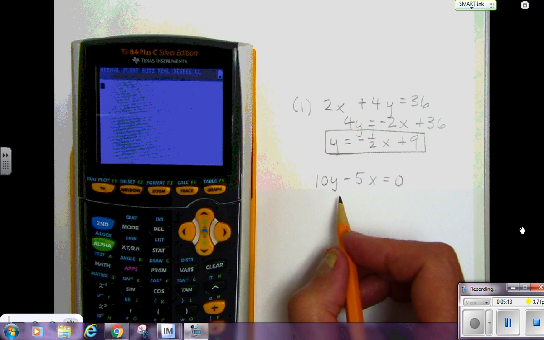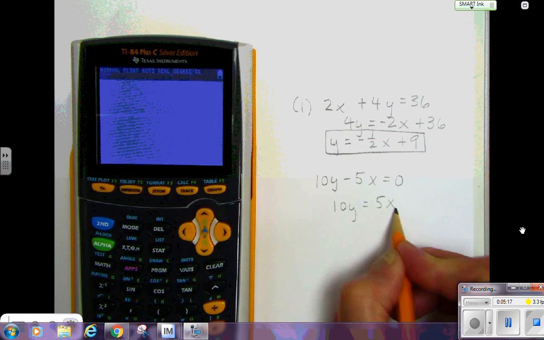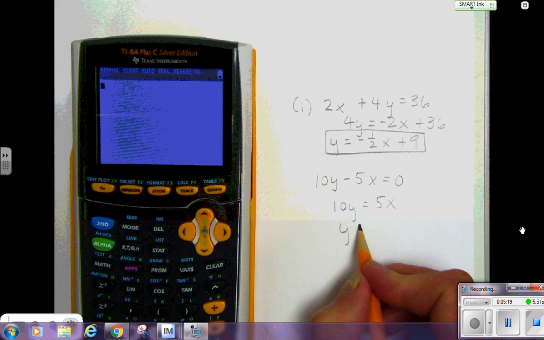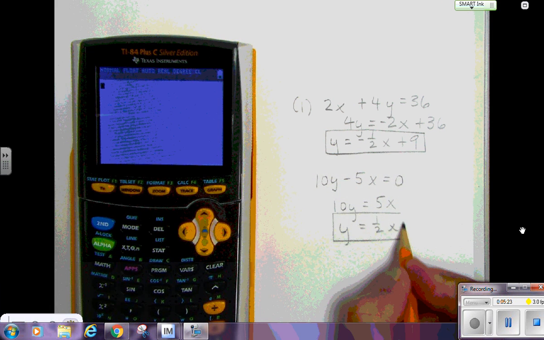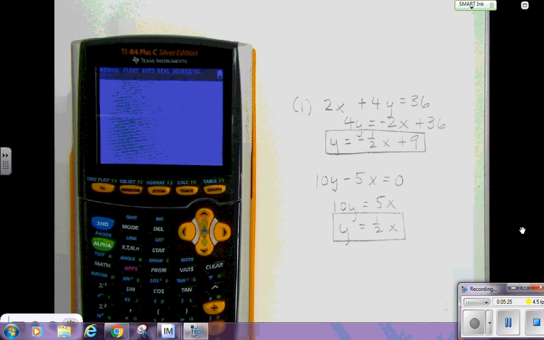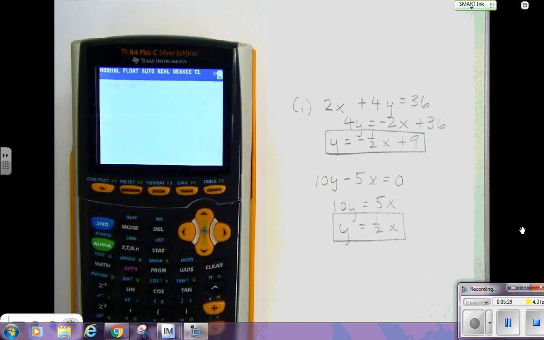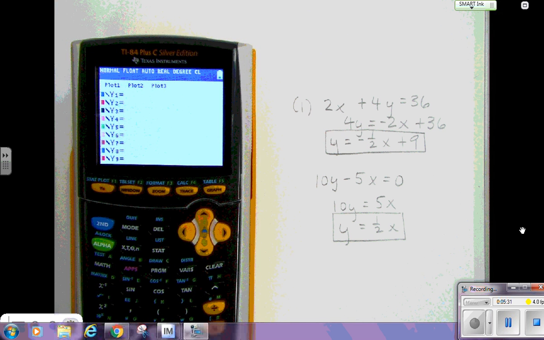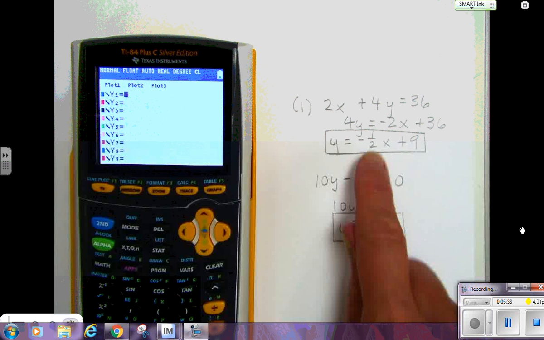So I'm going to add the 5x, okay, and divide by 10. So I get y equals 1/2 x for my equation. All right, so let's go to your calculator and let's press that y equals button. And we have that screen where you can type in lots of different equations. So I'm going to type in this first one.